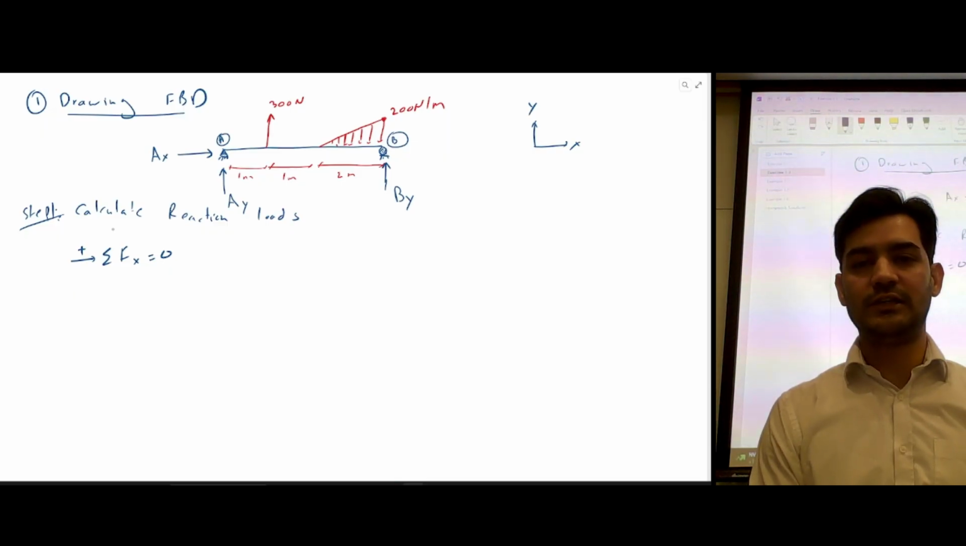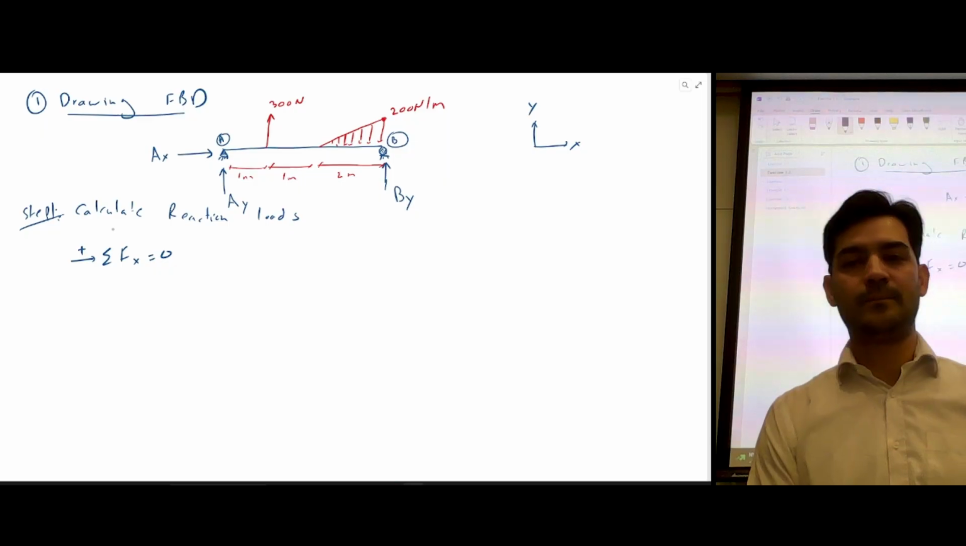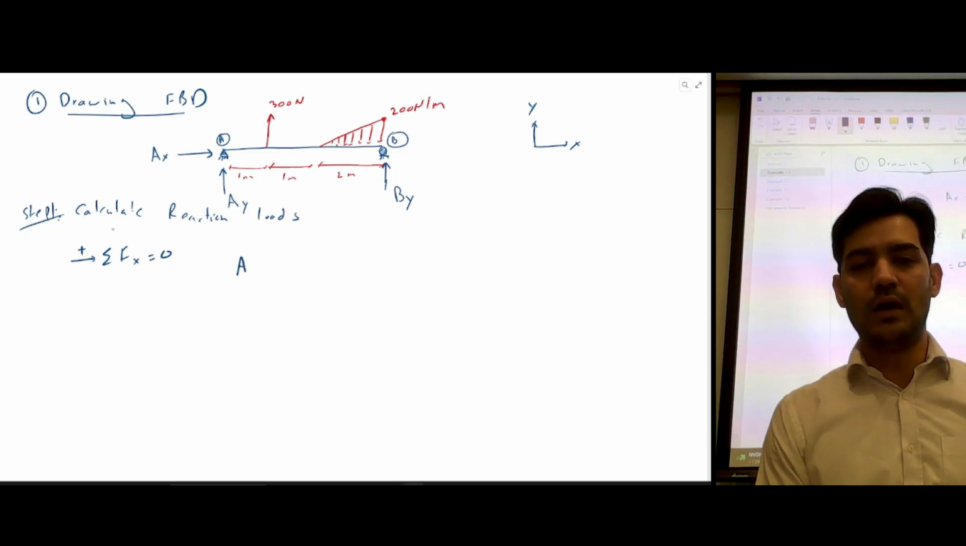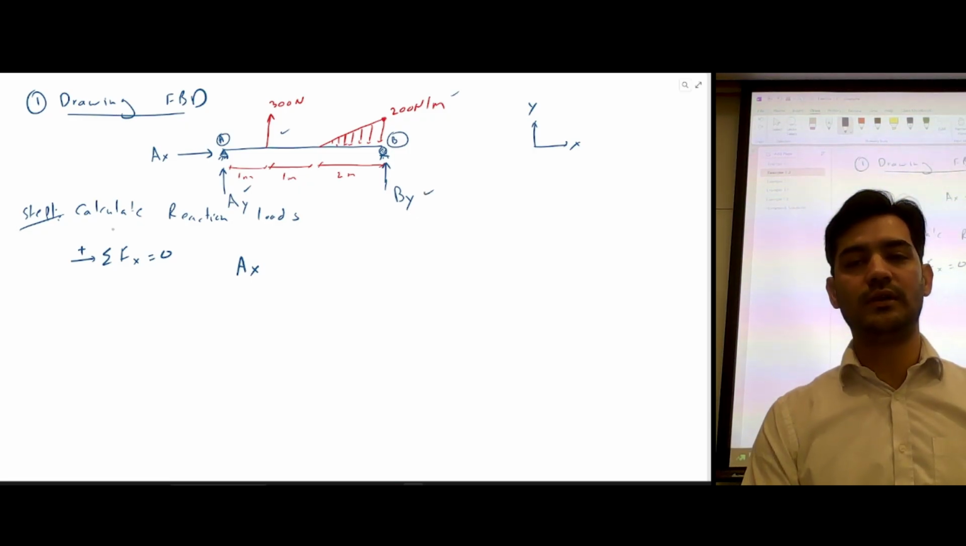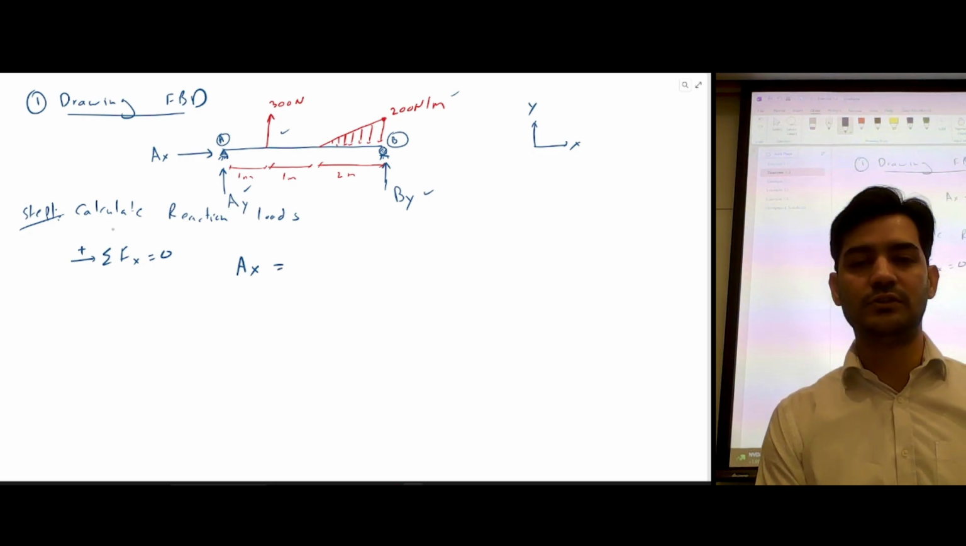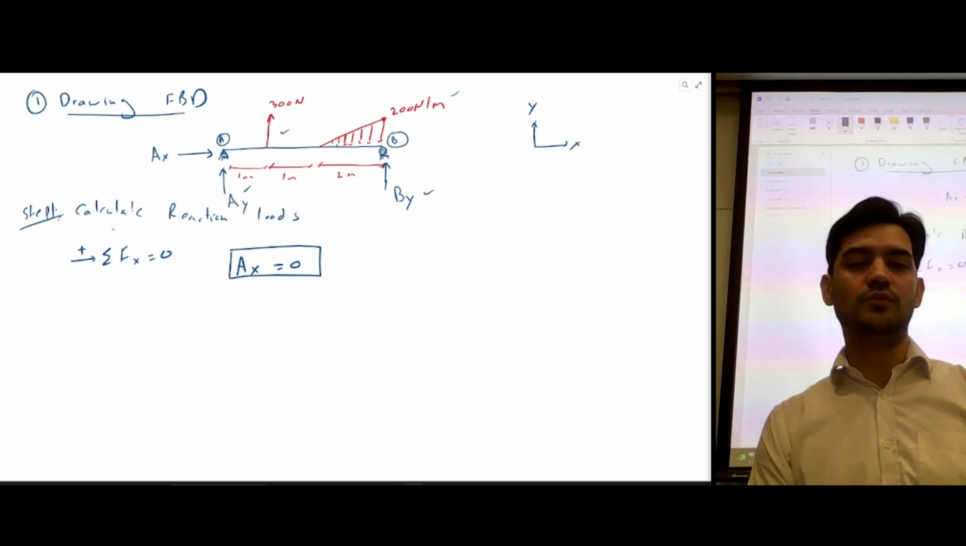So how many forces are there along the x-axis? I can only see one. This is along the y-axis, this is along the y-axis, this distributed load is also acting downward along the y-axis, this is also acting along the y-axis. So there's no other force. So we can safely say that AX is equal to 0.